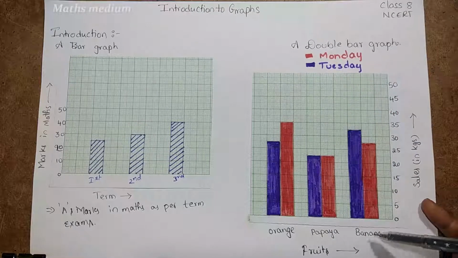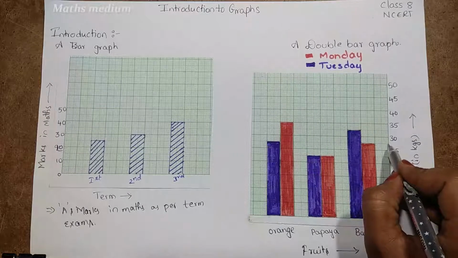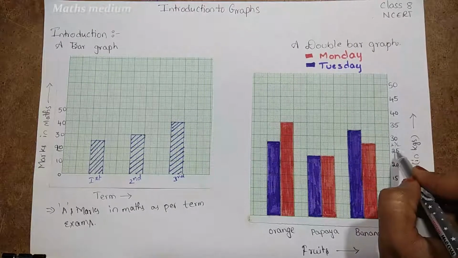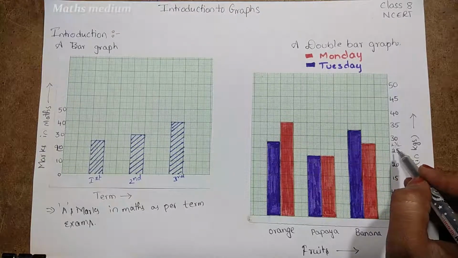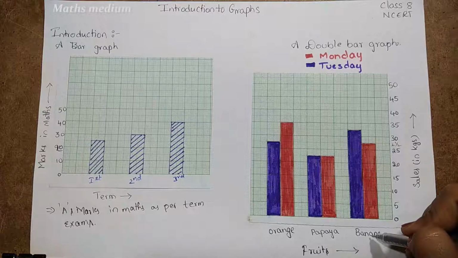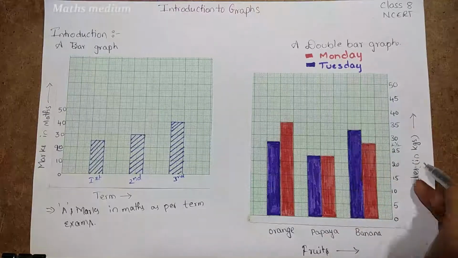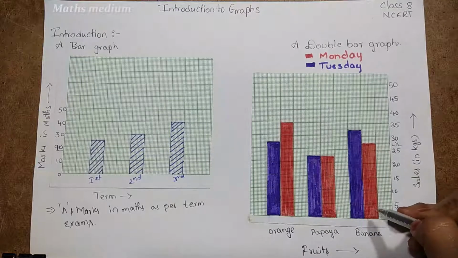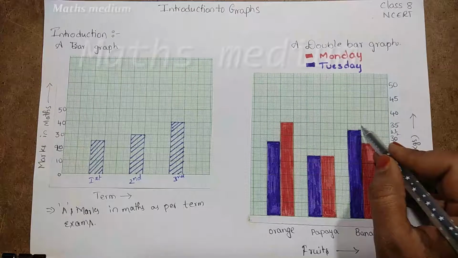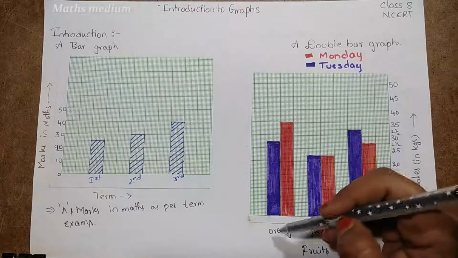On Monday, how many kgs of bananas were sold? There is 25 here and just above it, halfway between 25 and 30, so this is 2.5. So 25 plus 2.5, 27.5 kgs sold on Monday. That fruit is banana. Similarly, on Tuesday, how many kgs of bananas were sold? 30 plus 2.5, here also half, 2.5. So 32.5 kgs sold on Tuesday. Similarly, papaya also, similarly, orange also.